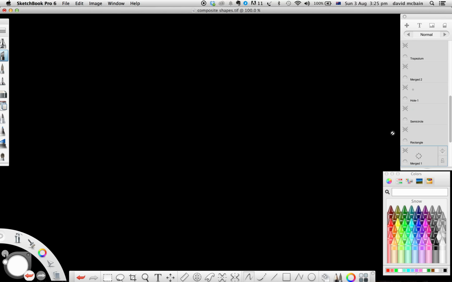This is our second lesson on composite shapes, and in this lesson we're going to do some examples of composite shapes and actually calculate the areas.